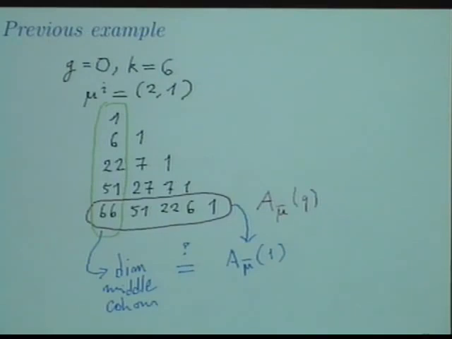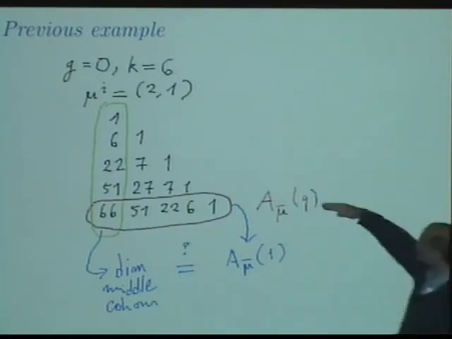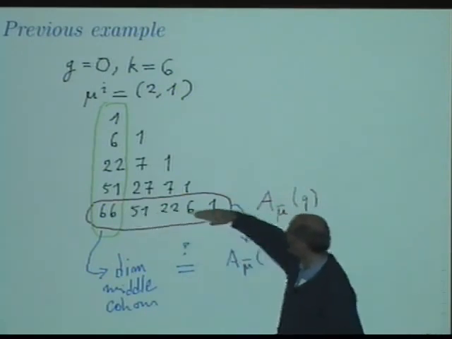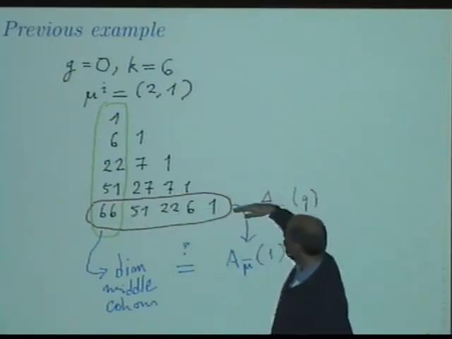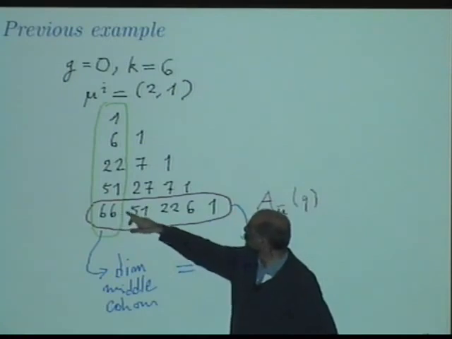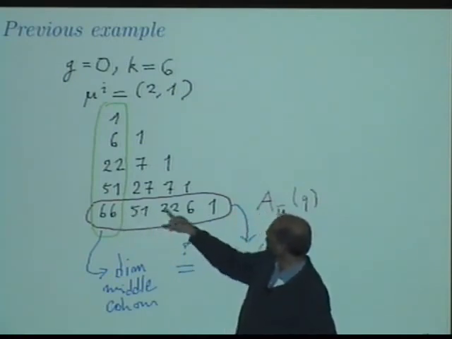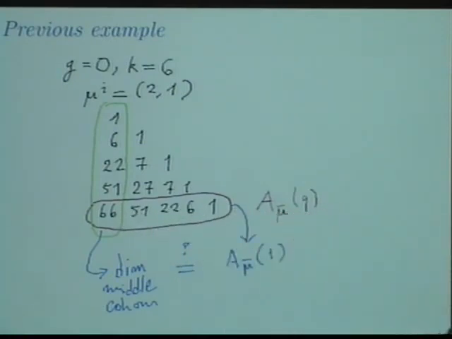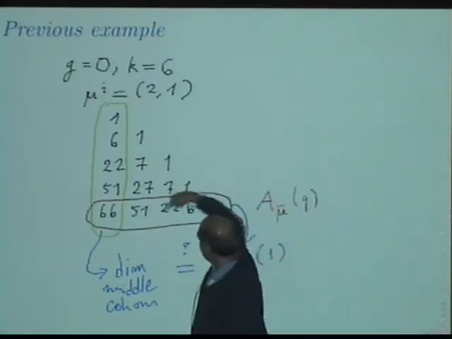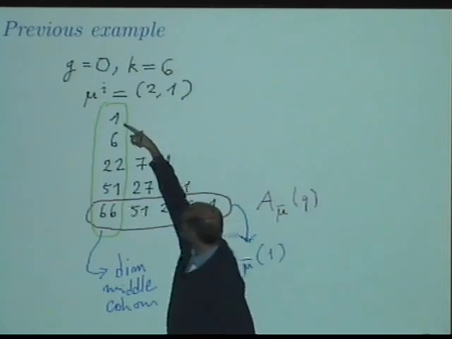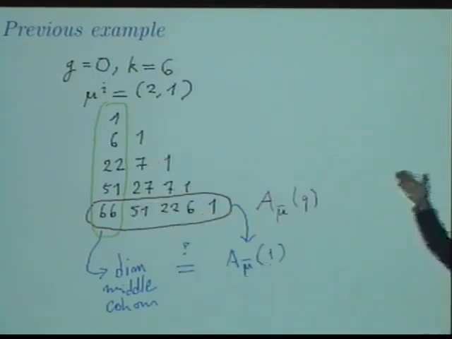So if you look at the example I wrote before, setting one of the variables to 0 gives us this. So I'm thinking of this as 166 plus 51q, 22q squared, and so on. Now, because it's symmetric, the value at 1, which is the sum of these numbers, is the same as the sum of these numbers, and that's the dimension of the middle cohomology. So this is what we expect to happen.